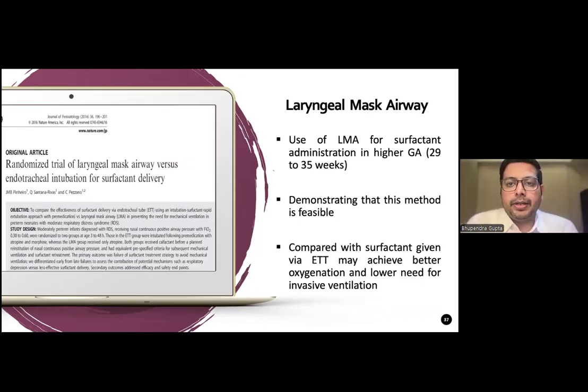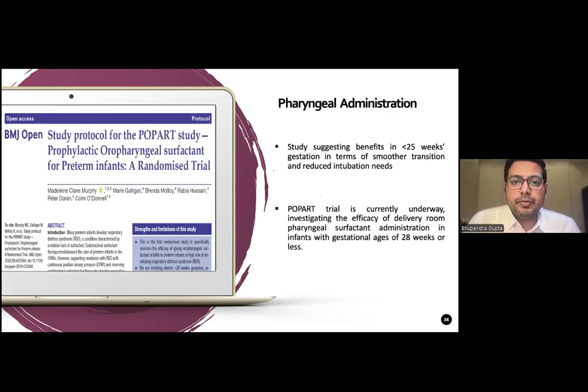Another modality of surfactant administration is the laryngeal mask airway. There is a randomized trial of laryngeal mask airway versus endotracheal intubation for surfactant therapy. This is a feasibility study. They have seen that it is feasible to administer surfactant via LMA, and compared with surfactant given via ET tube, they achieve better oxygenation and lower need of invasive mechanical ventilation.